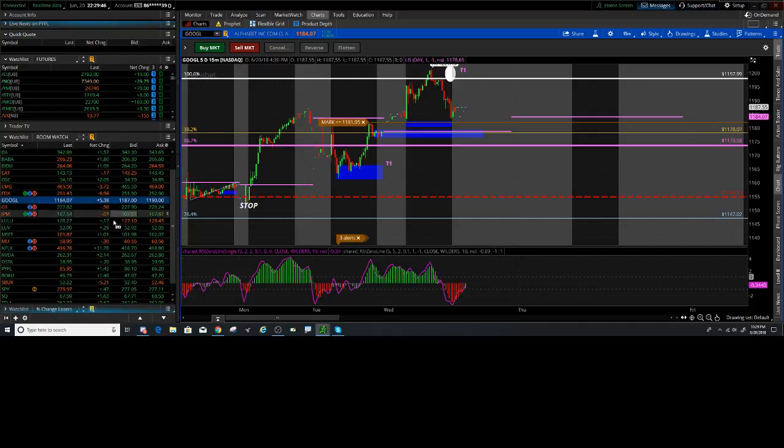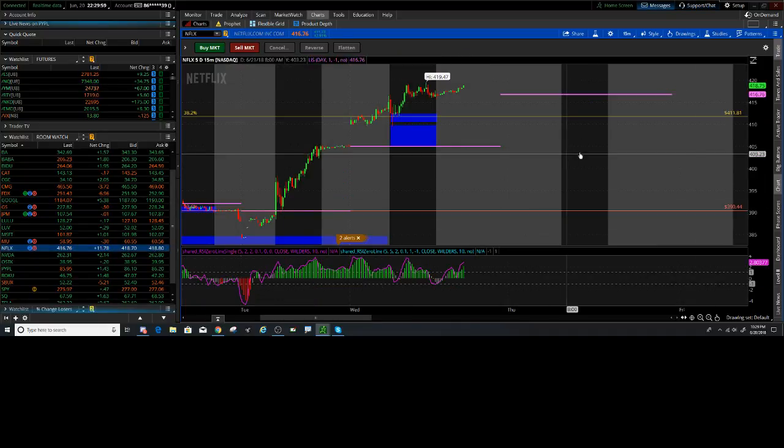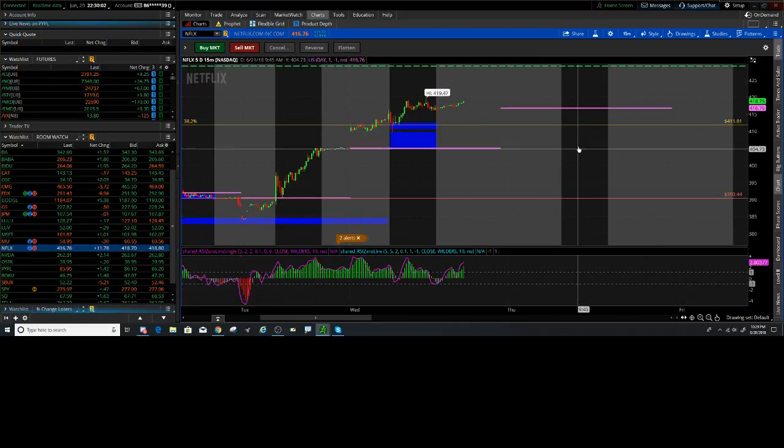Coming down here to the banks, not much to look at there. Also, NVIDIA doing its thing. Looks like aftermarket, not much of a mover either. We'll reassess in the morning. Netflix, when does it ever stop, right? Will it ever stop? I don't know.